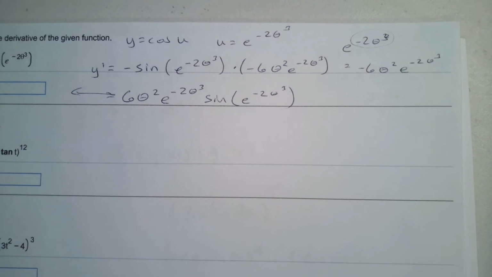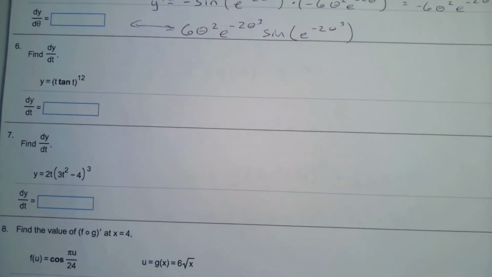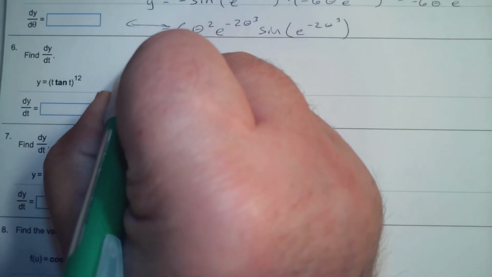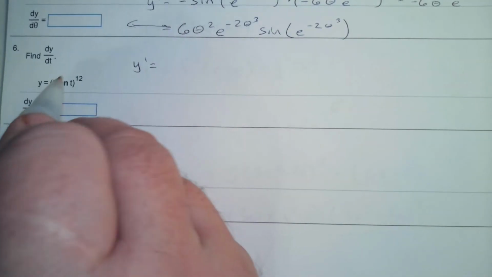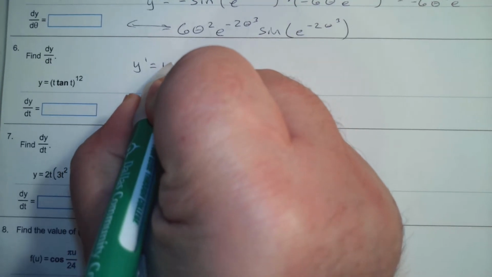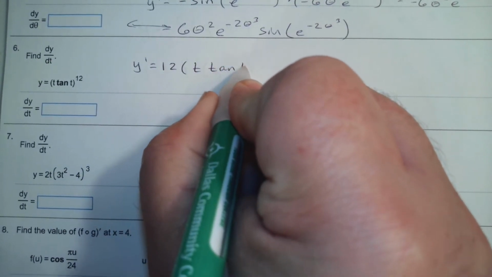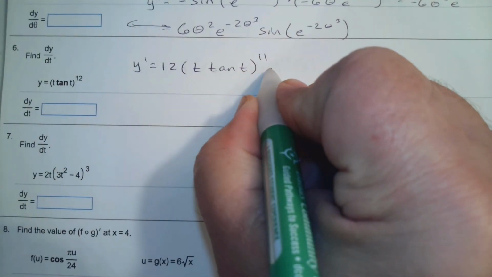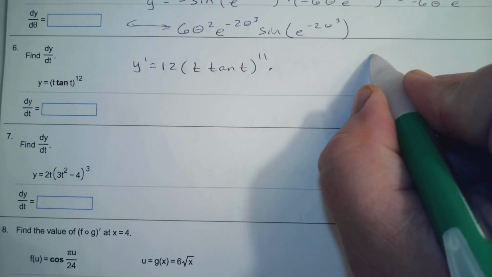Number 6. Yeah, this one has lots of pieces also. First, I take the derivative of the outside. So that's the derivative of the outside. Now the derivative of the inside. We have a product rule.